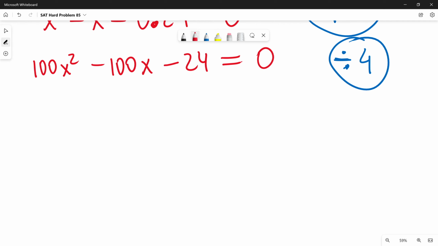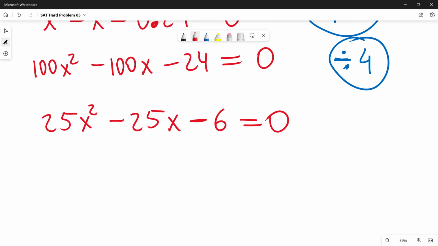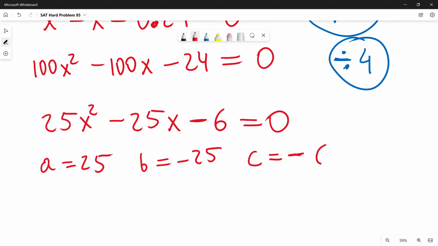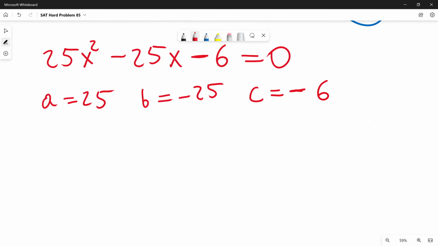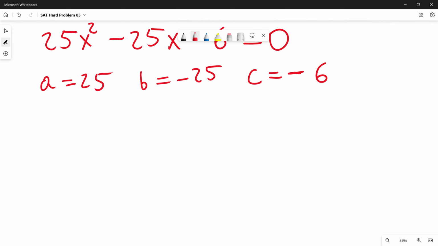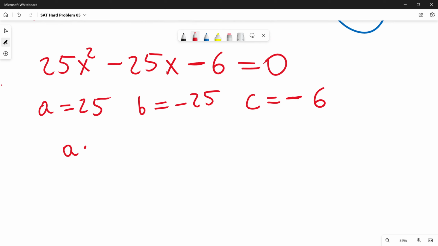Then I will get 25x squared minus 25x minus 6 equals 0. Then the coefficients of this quadratic equation are ax squared, so a is 25, bx, so b is negative 25, and c is negative 6. I will try to solve this equation by factorizing. So then I will calculate what a times c is. 25 times negative 6 is negative 150.